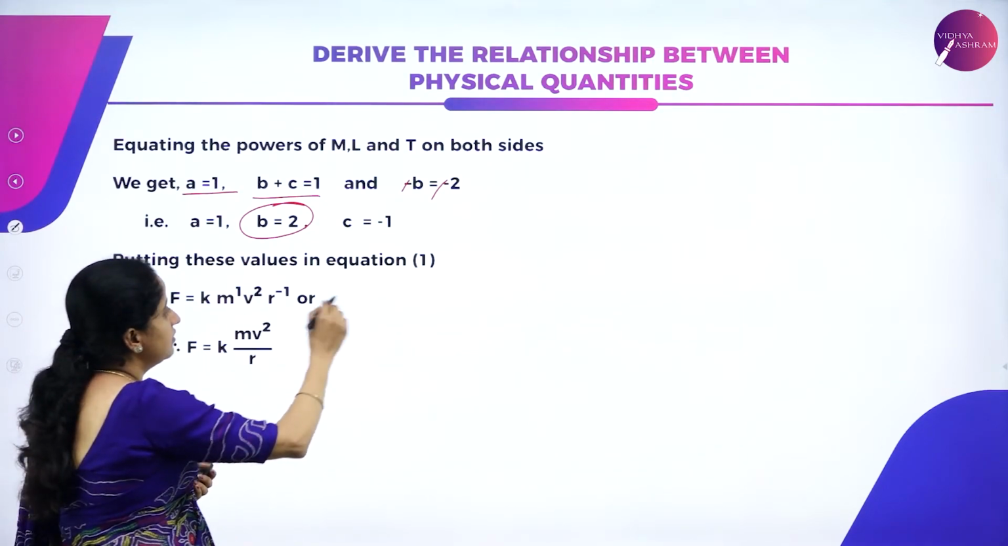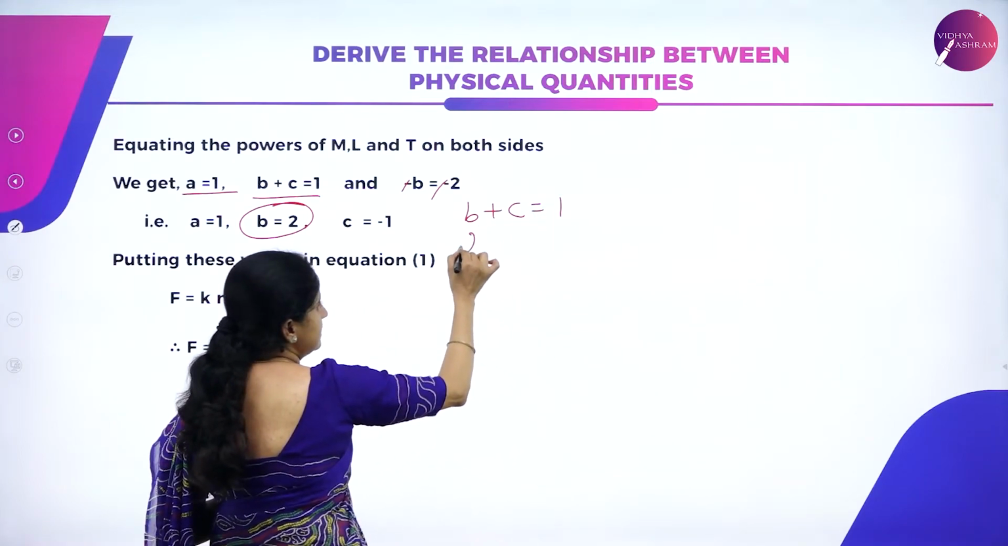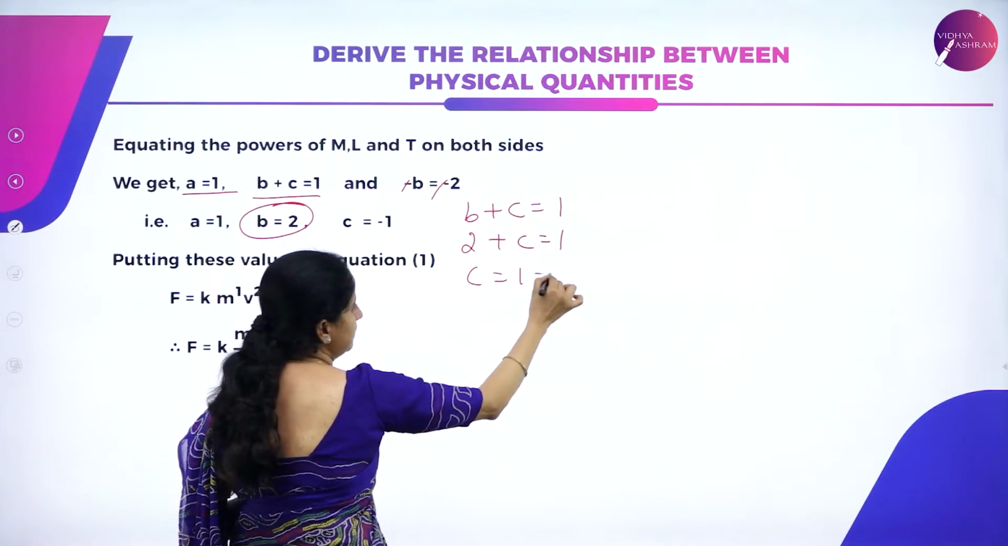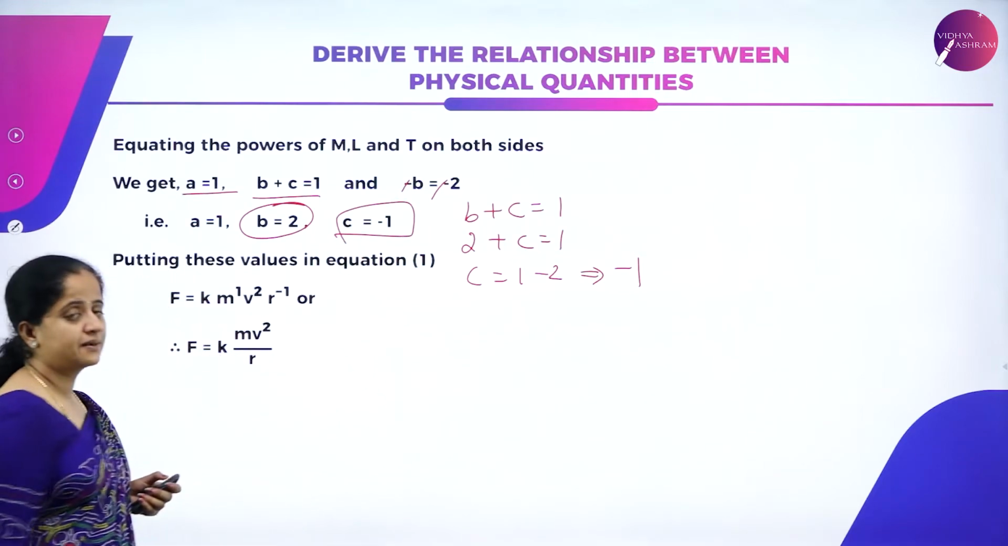How to calculate the value of C? We have B plus C is equal to 1. When B is equal to 2, 2 plus C is equal to 1, and C is equal to 1 minus 2, and the value we get is minus 1. The value of C is minus 1.